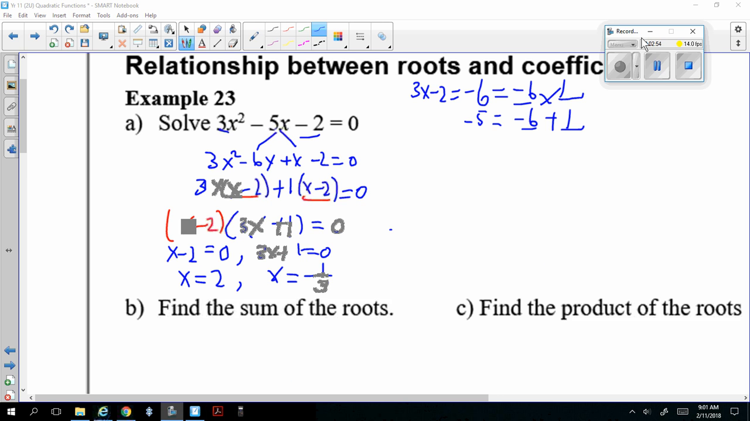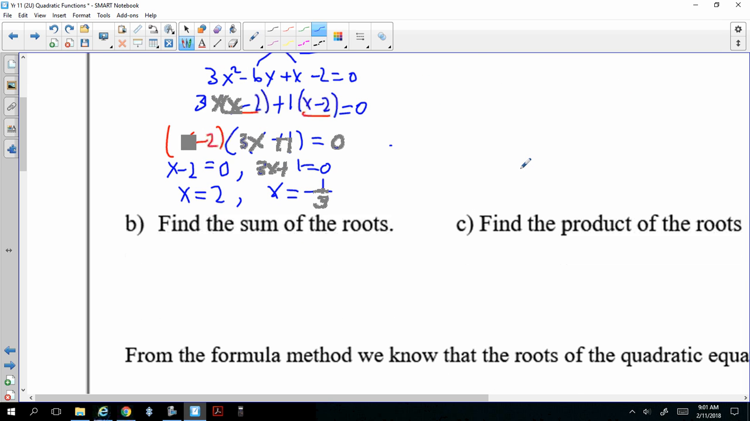Alright, so what do we do with this? These are called the roots of the equation. So the roots are 2 and negative a third. Right? These are the roots. And the next question is, what will happen when we add the two roots together? 2 plus negative a third. What does that give you? Using your calculator or do it by hand, you will get 5 over 3.